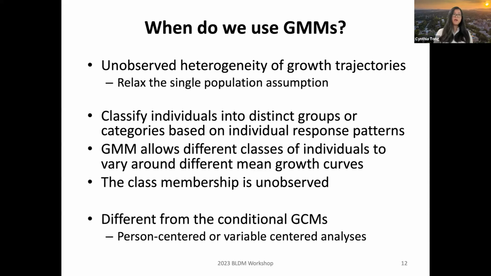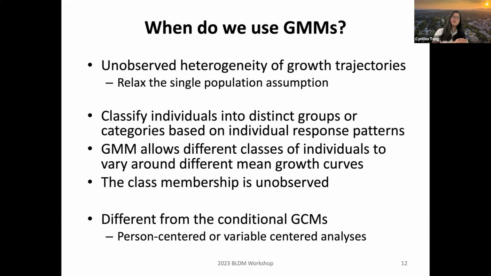Growth mixture models are also different from conditional growth curve models. In part 1, when we talked about growth curve models, if we don't have any covariates in it, it's called an unconditional growth curve model. But we also talked about variations of growth curve models, where we can add time-varying and time-invariant covariates. The growth curve model can also be used as a building block for bigger, more complex models. Conditional growth curve models mean that we have covariates added into the growth curve model to interpret between-person differences.